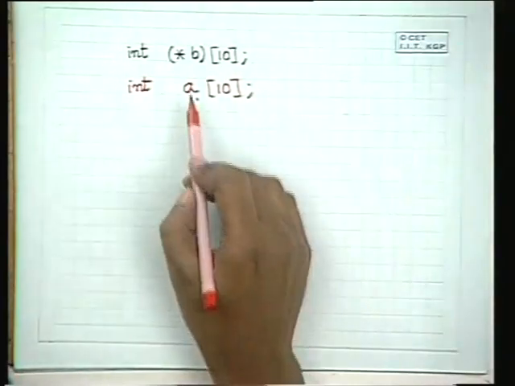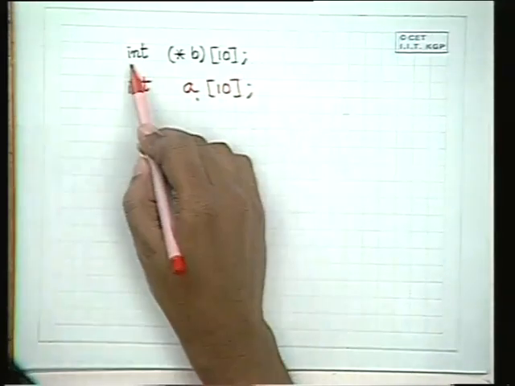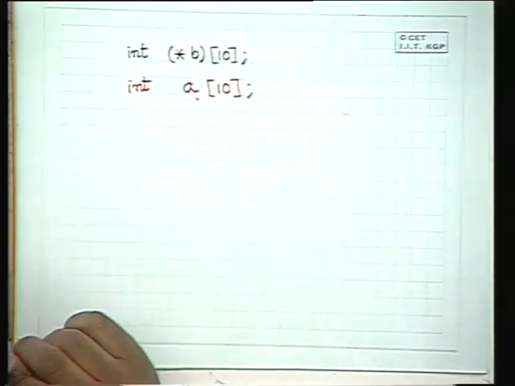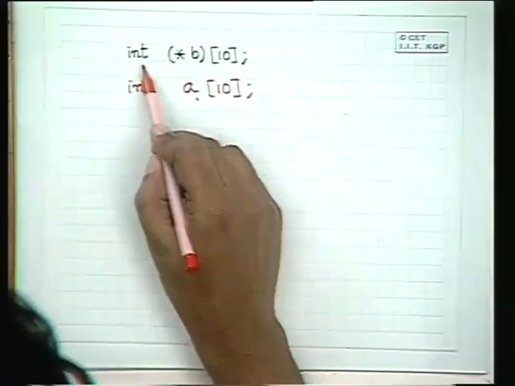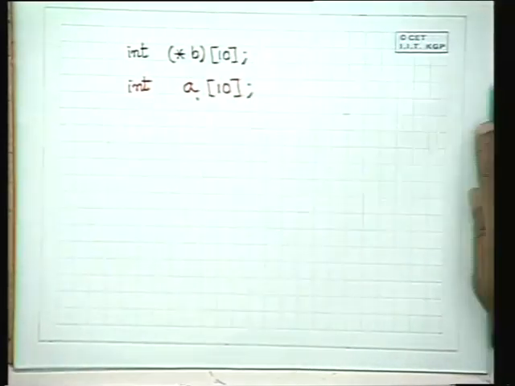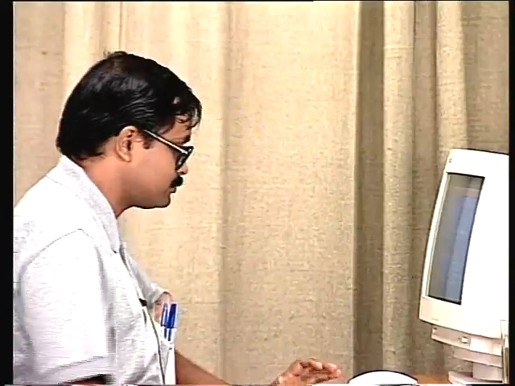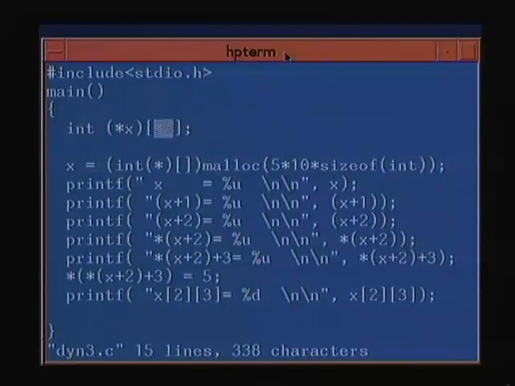On the other hand, this, each of them is a block of 5 arrays of 10 elements. So if you do B plus 1, you will jump 10 integers. If you do B plus 2, you will jump 10 integers. So using this also you can define a two-dimensional array, as we shall see now. Int star x 10. Again, malloc 5 into 10 into size of int, that is fine.